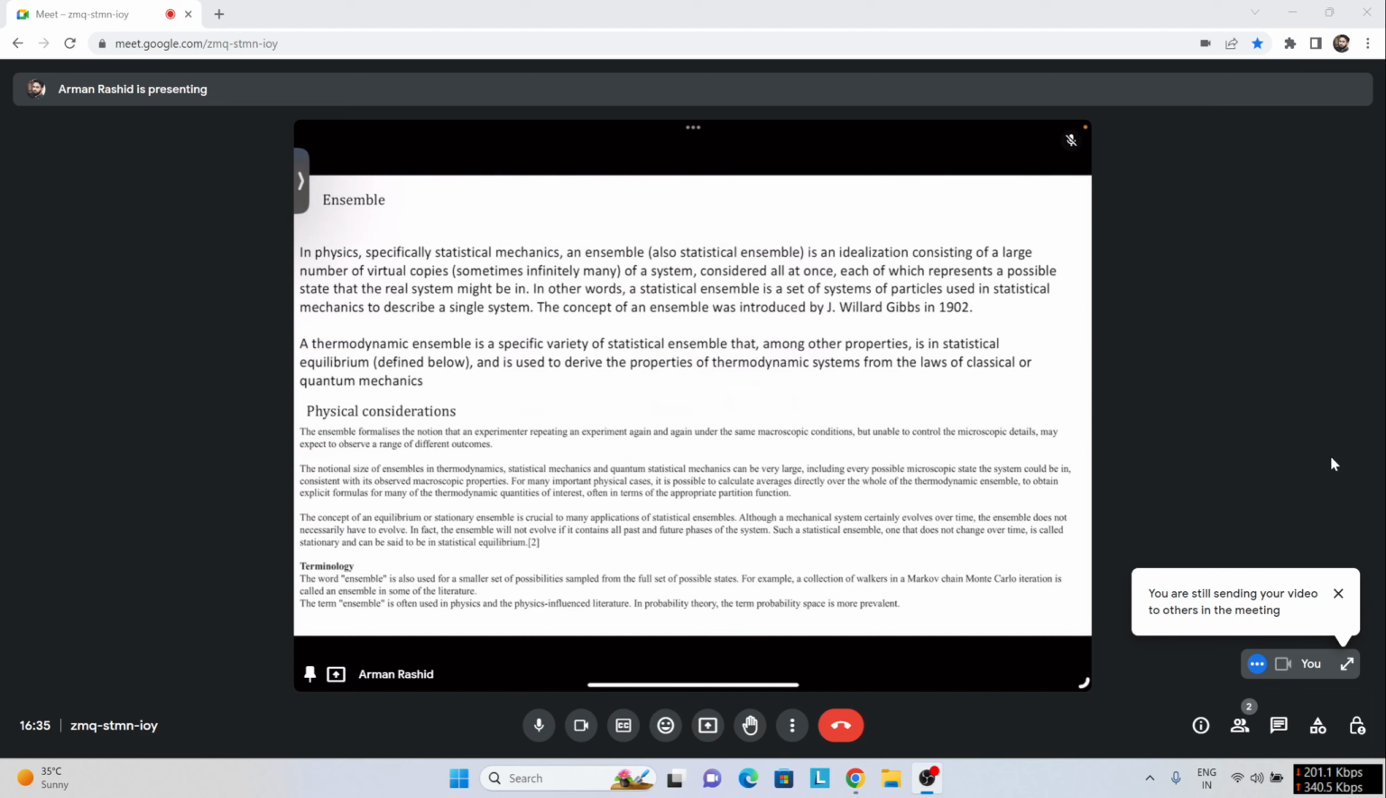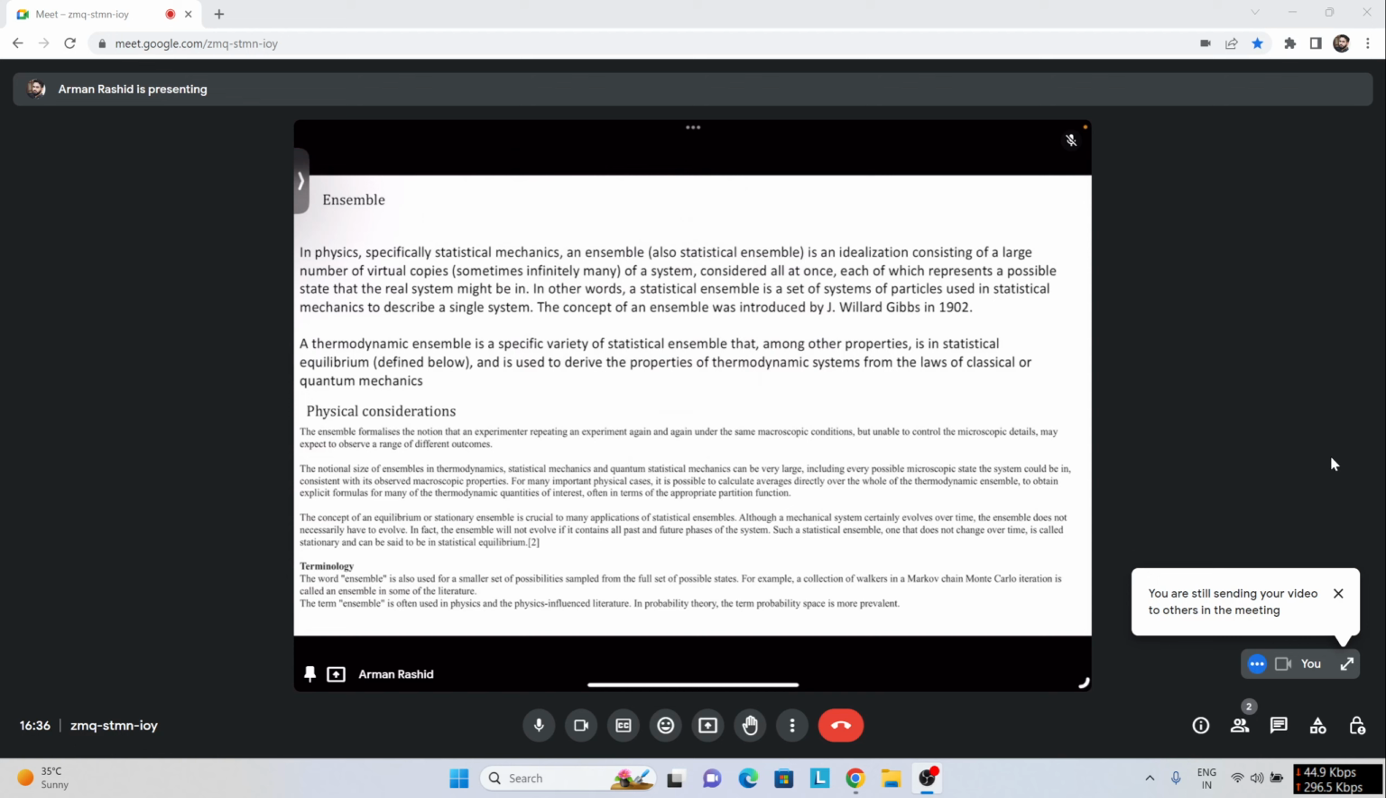Okay, so this is a very important study: what is an ensemble? An ensemble is also called a statistical ensemble. It is a collection of a large number of identical systems. If we collect a large number of identical systems, it constitutes an ensemble. They are as large as infinite, each of which represents a possible state that a real system might be.